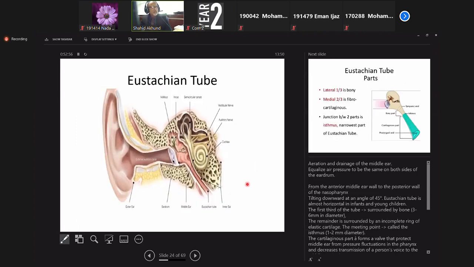Now let's look at the eustachian tube. You see that this tube is connecting the middle ear cavity, which is this space there, to the pharynx. What is the function of this eustachian tube? Tell me what function you can assign to this eustachian tube.